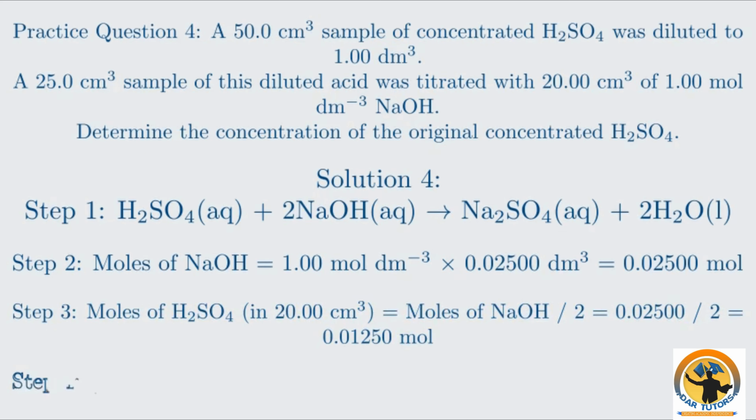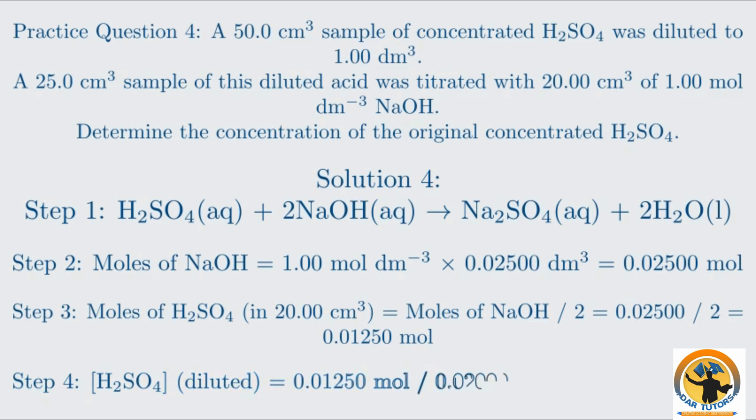Step 4. Calculate the concentration of the diluted sulfuric acid. Concentration equals moles divided by volume. 0.01250 moles divided by 0.0200 dm3 gives a concentration of 0.625 mol/dm3 for the diluted acid.